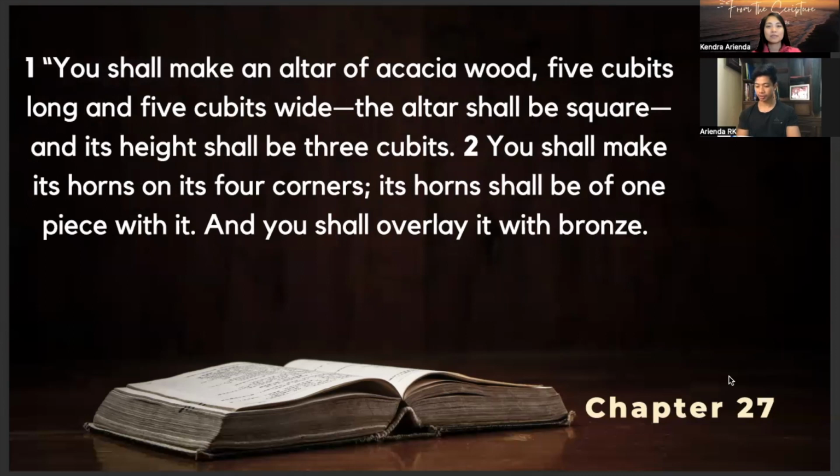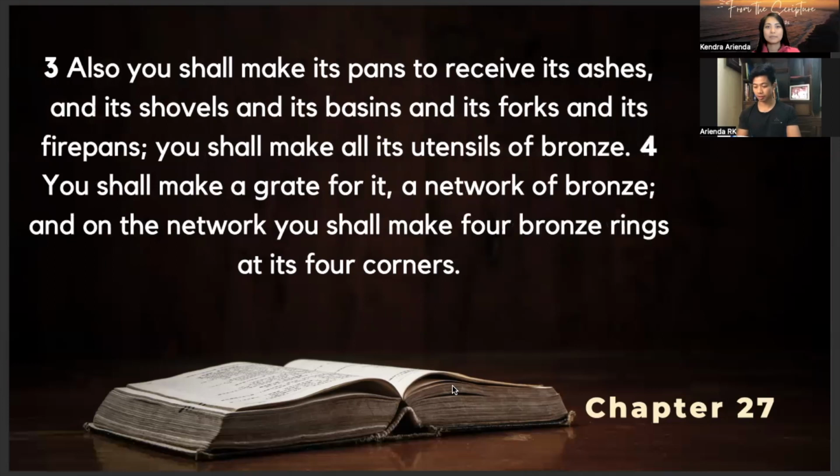Chapter 27. You shall make an altar of acacia wood 5 cubits long and 5 cubits wide. The altar shall be square, and its height shall be 3 cubits. You shall make its horns on its 4 corners. Its horns shall be of one piece with it, and you shall overlay it with bronze. Also you shall make its pans to receive its ashes, and its shovels, and its basins, and its forks, and its fire pans. You shall make all its utensils of bronze.